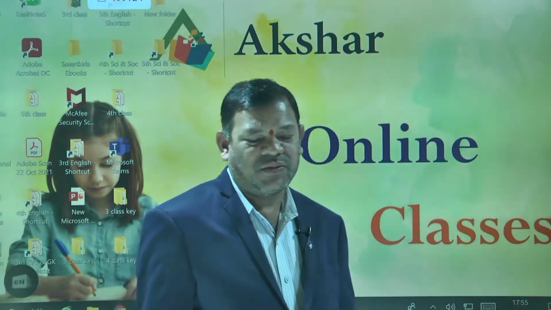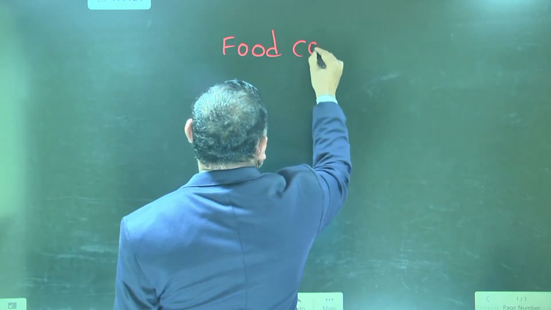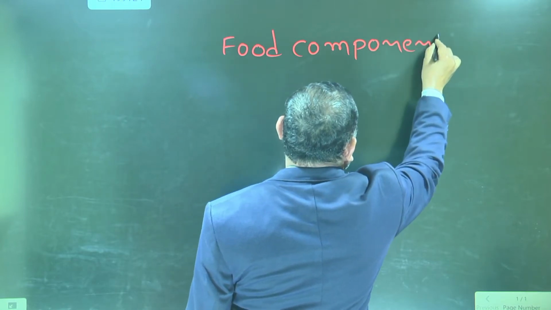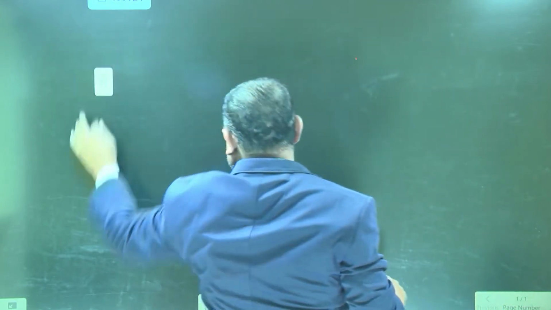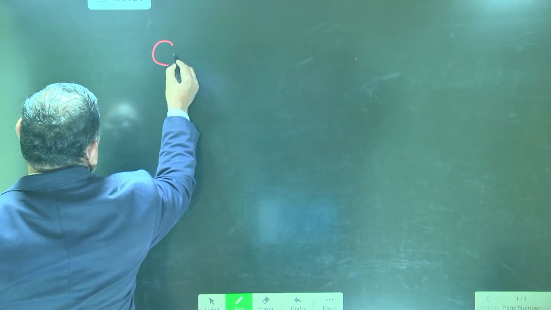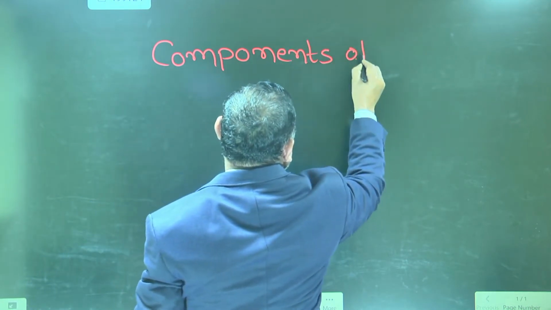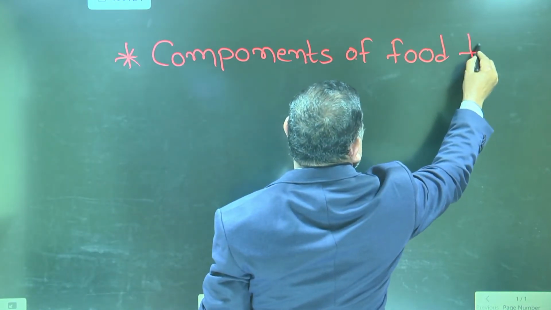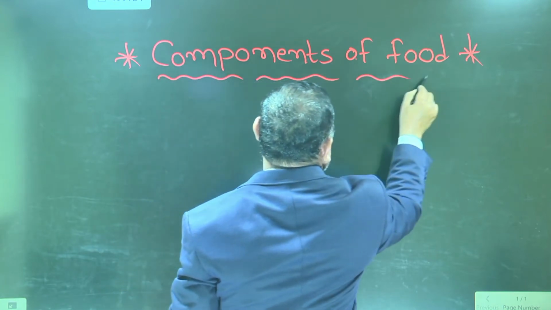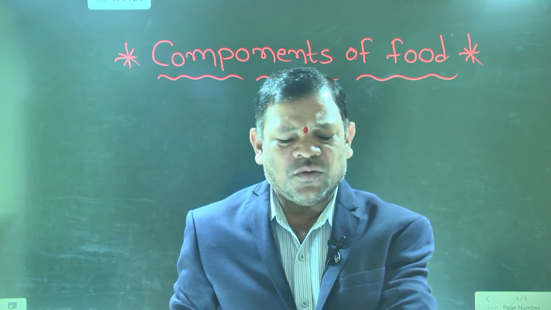Today our topic is sixth class biology: components of food. Okay, so what is the meaning of food?